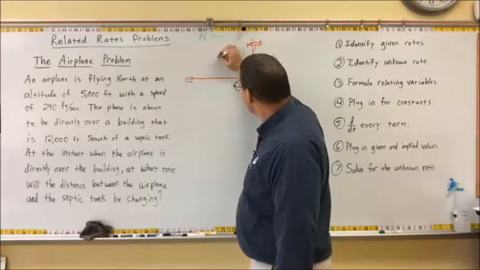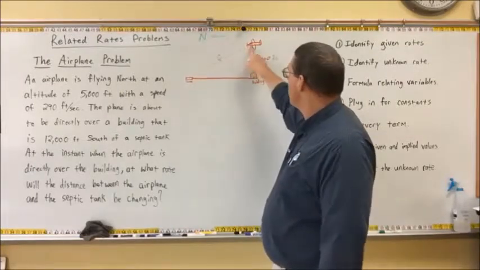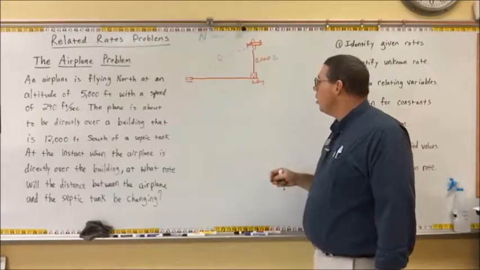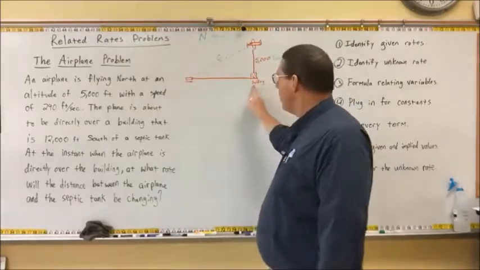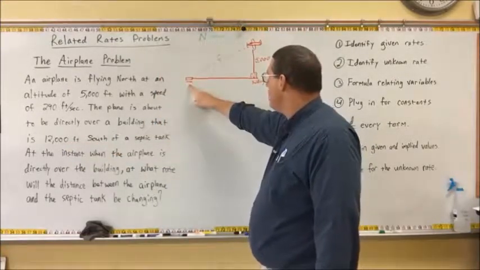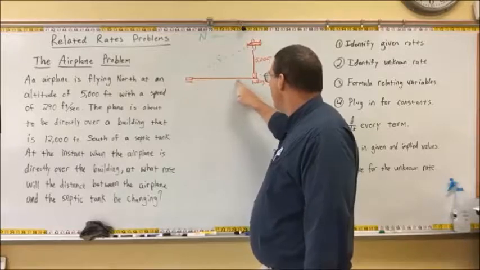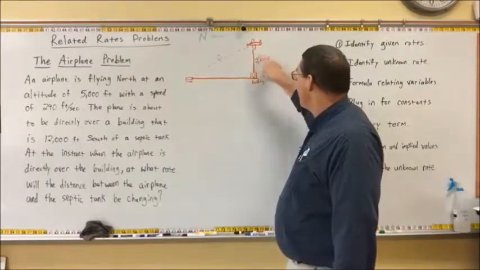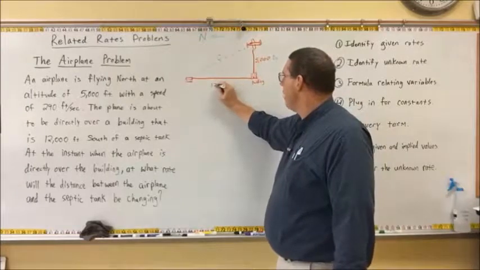So let's call this C. That's a hypotenuse, the distance between the airplane and the septic tank. And now you may be thinking, wait a minute, if that building is 12,000 feet south of the tank, then isn't this a constant? Isn't this not changing? The height is 5,000. Does that mean the 12,000 is also not changing?